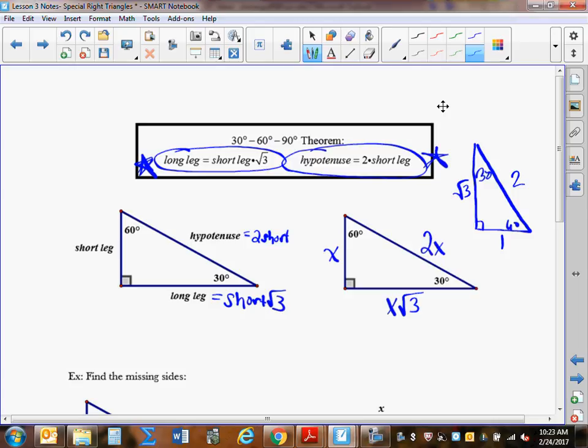For 45, 45, 90, it's 1, 1, root 2. For 30, 60, 90, it's 1 for your short, root 3 for your long, and 2 for your hypotenuse. Okay. So let's go ahead and use this to help us solve for some of these unknown sides.